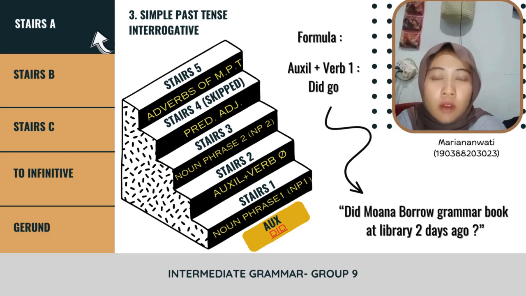Stairs three is auxil plus verb. And stairs four is noun plus two. Stair 5 is predicate adjunct, and the stair 6 is adverbs of manner, place, and times.